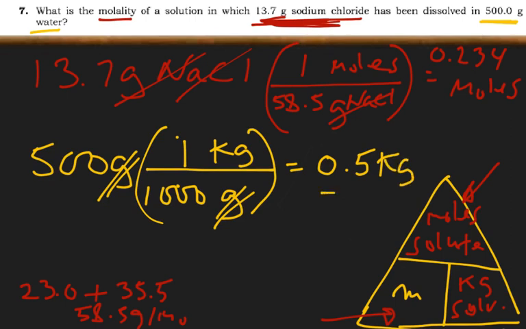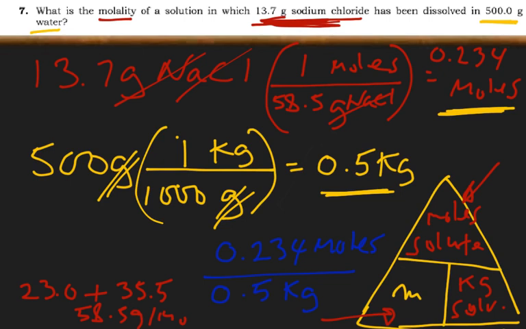So now we have our solvent value. We have our solute value. So what's going to happen next, folks, is we'll do a simple division. It's going to be 0.234 moles, all right, divided by 0.5 kilograms. We look at that, it makes sense. Moles over kilograms gives us molality, gives us little m.